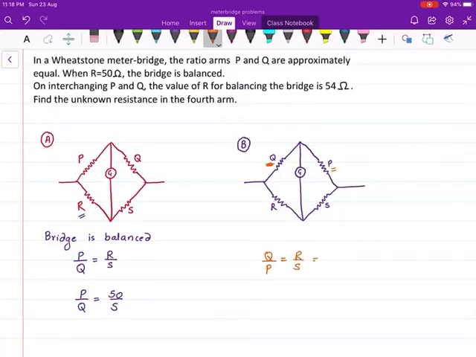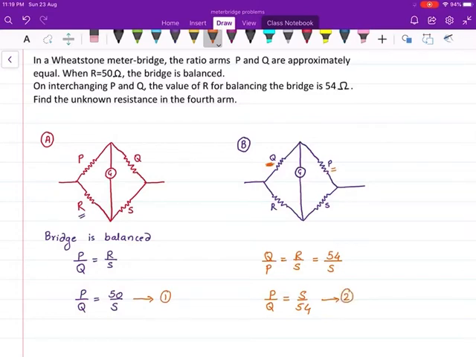And what is that equal to? R is now 54. For balancing the bridge, R should be 54, that is given in the sum. So Q upon P is equal to 54 upon S. So I can write P upon Q is equal to S upon 54. So this is my equation 1 and this is my equation 2.